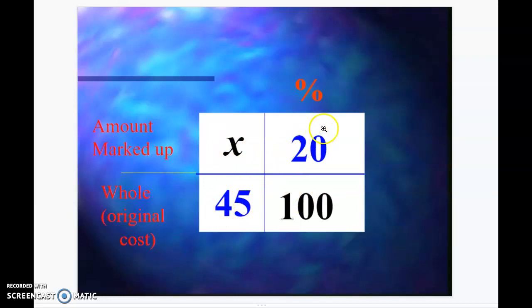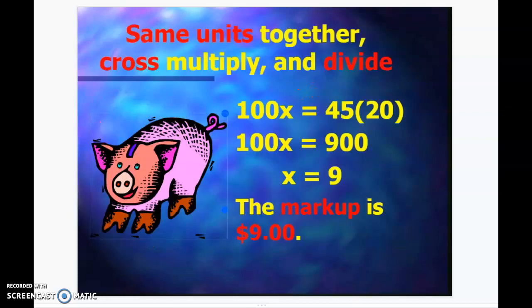We're then going to cross multiply these two numbers and set them as equal to each other. We know that if I multiply 45 and 20, that's going to be 900, which is going to equal 100X. So my markup amount is going to be $9.